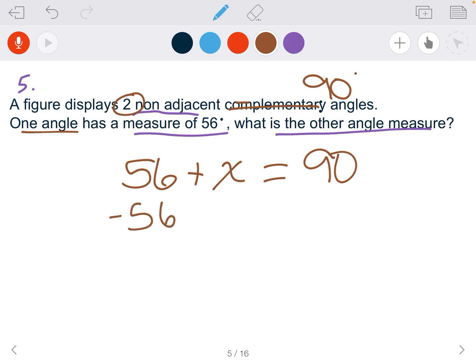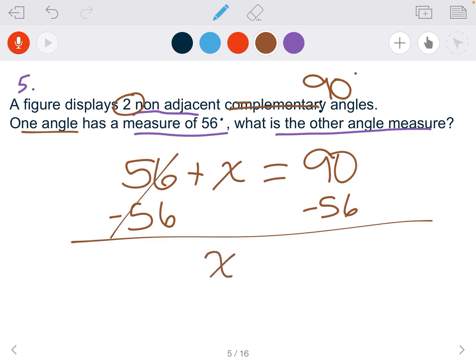is going to equal 90. Well, I need to get x by itself, so I undo a positive 56 by subtracting 56 from both sides. And I get x is, let's see, borrow 1, so 10 take away 6 is 4. 8 take away 5 is 3. So x is 34 degrees. So I would type in my 34. Don't do the degree sign because they give it to you.